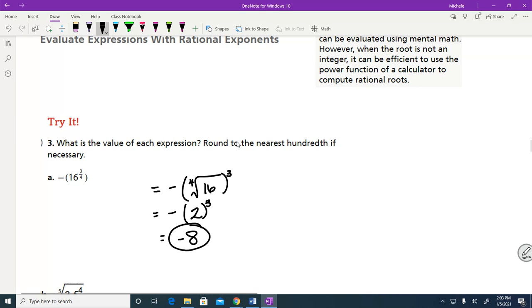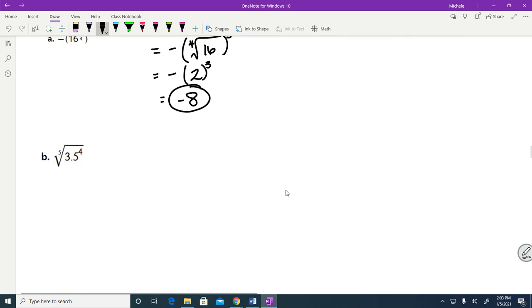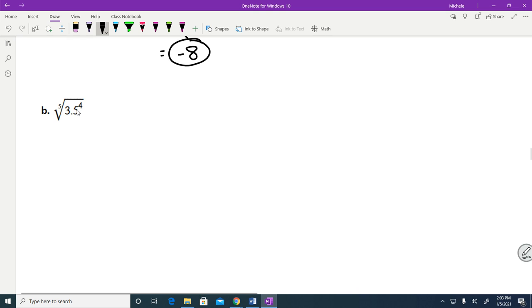And then also notice the directions say to round to the nearest hundredth, which means for this problem, decimals are okay. Sometimes they'll tell you to use radical notation, and that means decimals are not okay. But since it says nearest hundredth, decimals are okay. Oh, decimal right here. Okay.